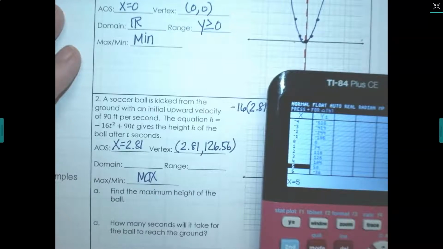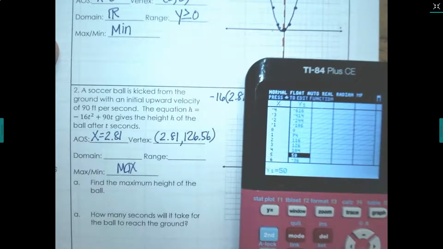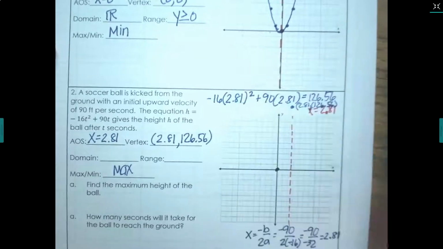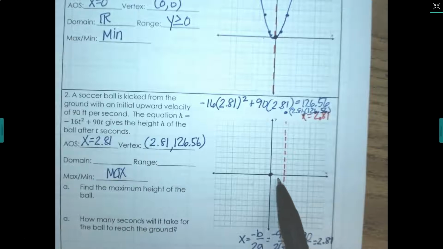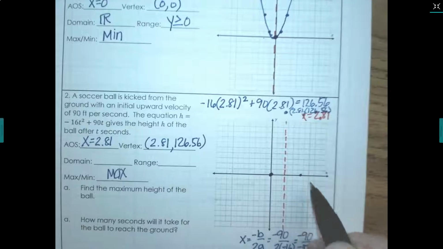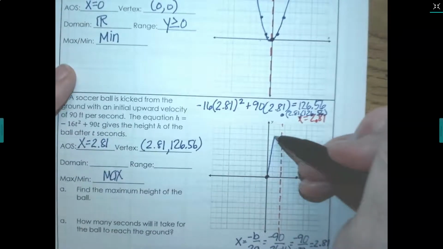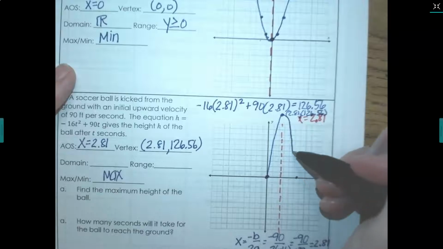But look right here. What happens between 5 and 6? I go from a positive y to a negative y. So somewhere between 5 and 6, I cross over the x-axis. 1, 2, 3, 4, 5, 6. So I'm just going to kind of give myself this little spot for right now. So we're going to fake graph it up to the vertex and down.